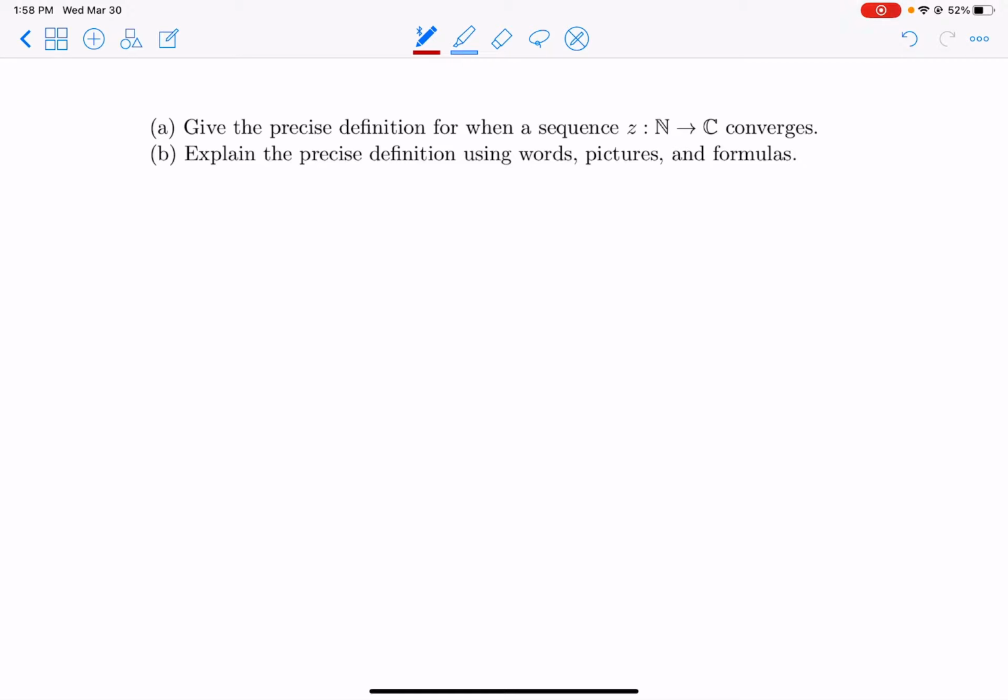Okay, hi everyone. This is important. When does a sequence converge?